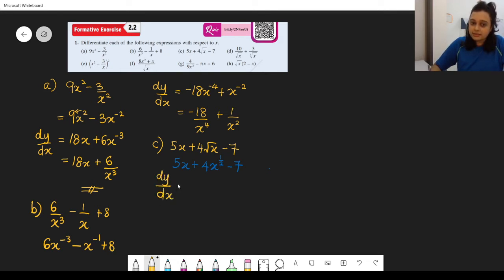So dy dx will become 5 plus 4 times 1 over 2, x power of 1 over 2 minus 1. So half minus 1 is negative 1 over 2. So I'm going to write here negative 1 over 2. How to write this equation? Because it's already negative, we should bring it down. So 5 plus 2 over square root x, because x power of 1 over 2 is square root x. So this will be our final answer for C.